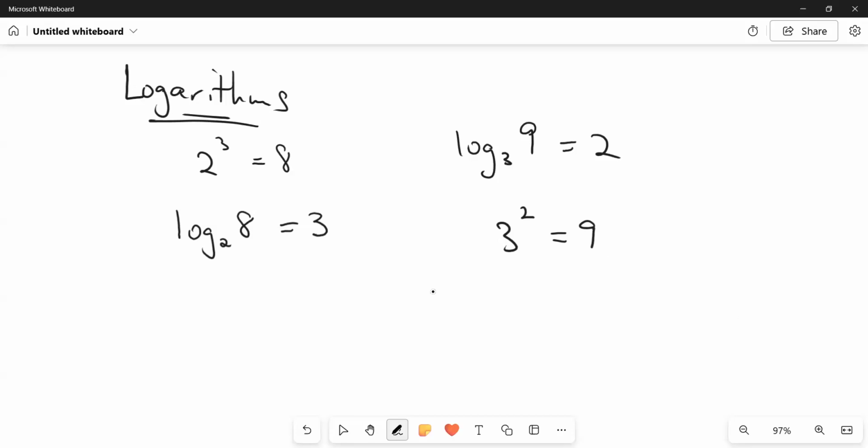All right, let's take a third one. Let's say you have (1/5) to the minus 2 power equal to 25, where we can write that as the logarithm of 25 with a base of 1/5 is equal to -2.